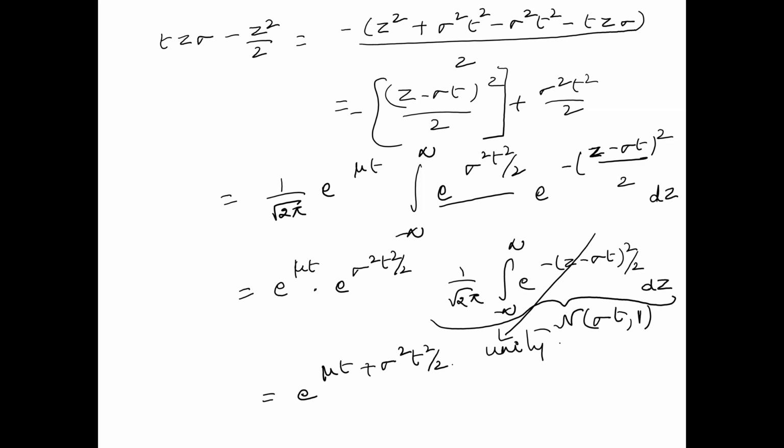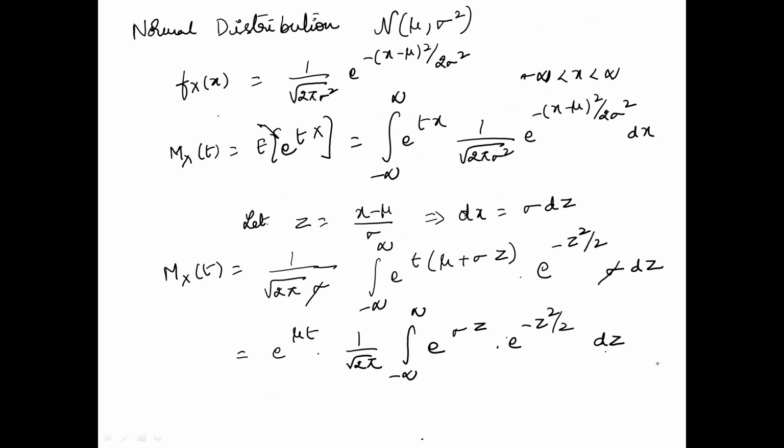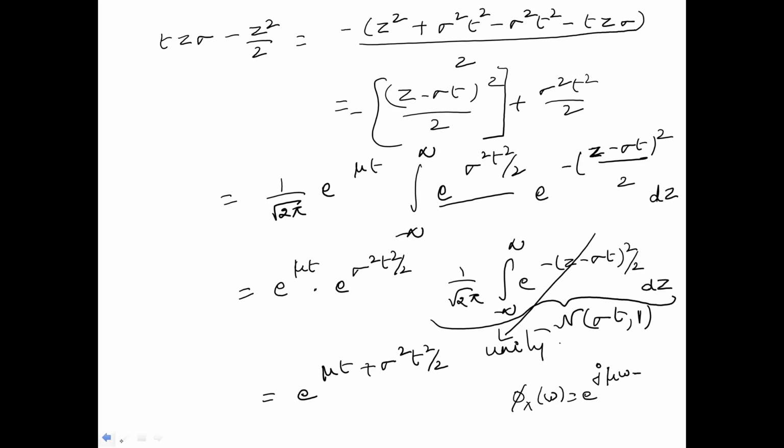This is the moment generating function of a normal variable, and we can write the characteristic function from here. In place of t, we are going to substitute j omega. So this is going to be j mu omega, and because j square is minus 1, this is going to be minus sigma square omega square by 2. This is going to be our characteristic function.